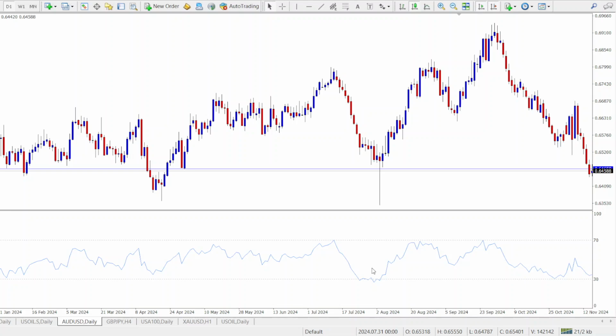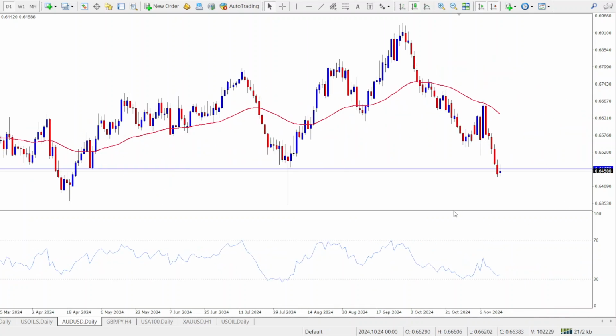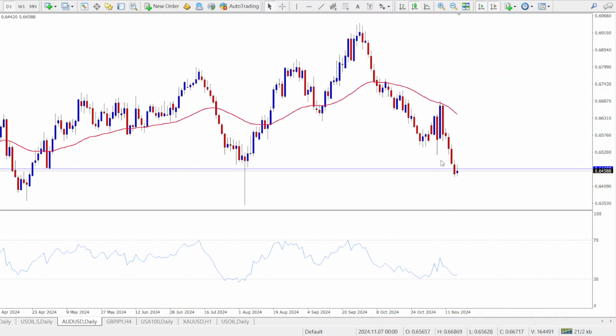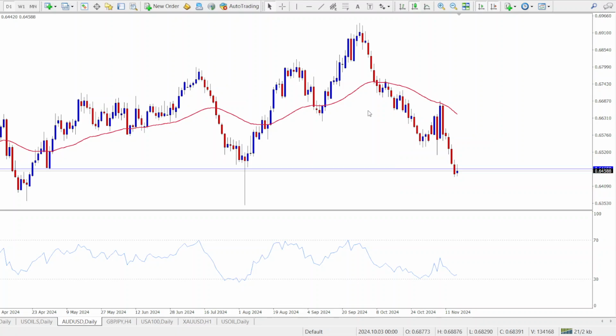That's where the moving average indicator comes into play. A moving average smooths out price data. I'm just going to be adding the moving average to the chart right away. We are going to use the 50 EMA. A moving average smooths out price data over a specific period, in this case the 50 period. You can modify the settings.